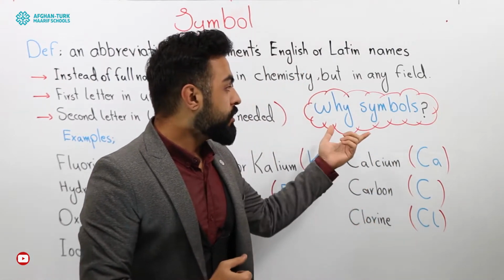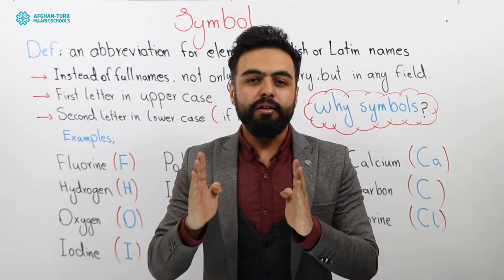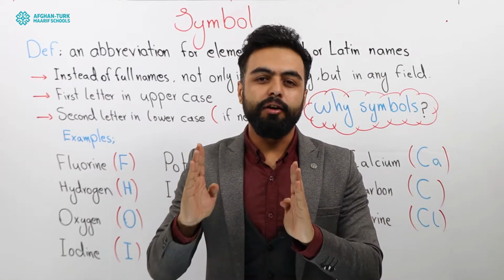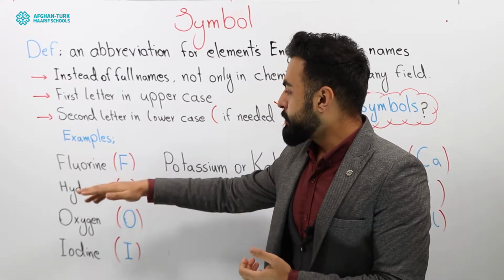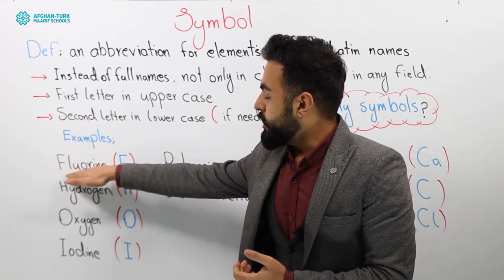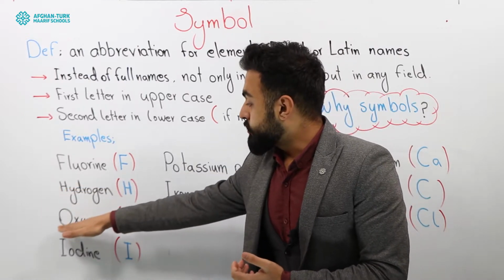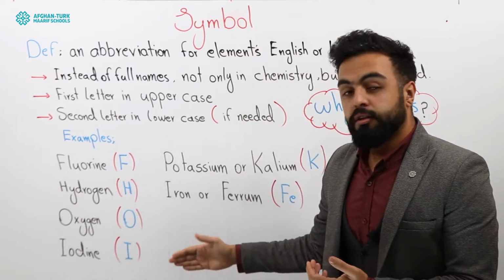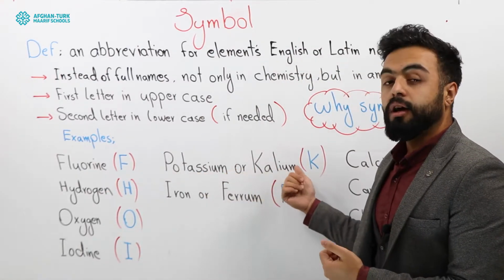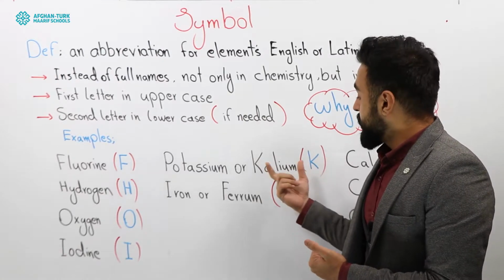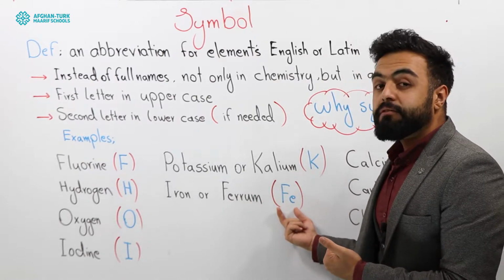And why symbol? Because to not waste time and not write long element names, we use the letters instead. Here are some examples. Fluorine, we use F, and hydrogen, for example, we use H. For oxygen, we use O. For iodine, we use I. They are the English names. And potassium or kalium, we use K, which comes from the Latin name. Iron or ferrium, we use Fe.